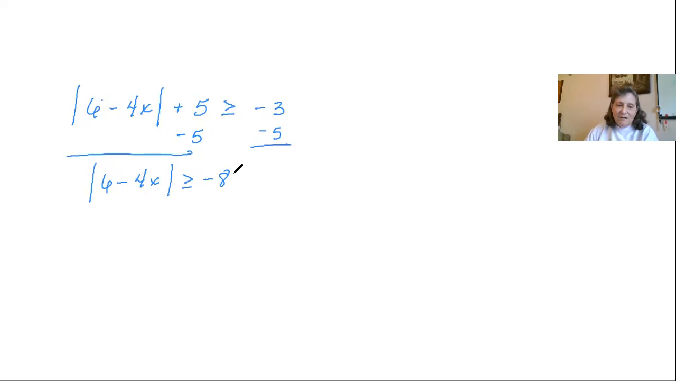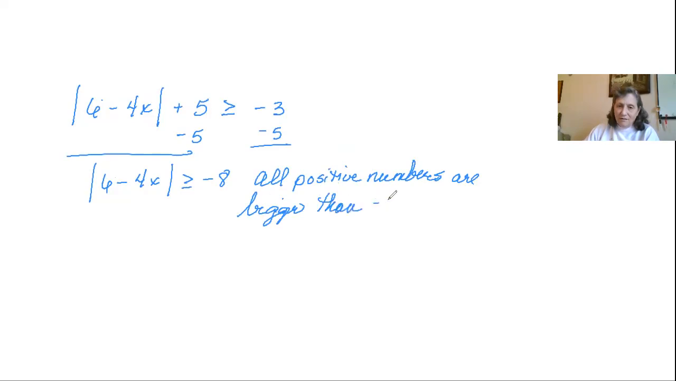In this case, if it's saying the absolute value has to be bigger than -8, since the absolute value is going to be a positive number, and since all positive numbers are bigger than -8 or negative anything else, then our answer is all real numbers.